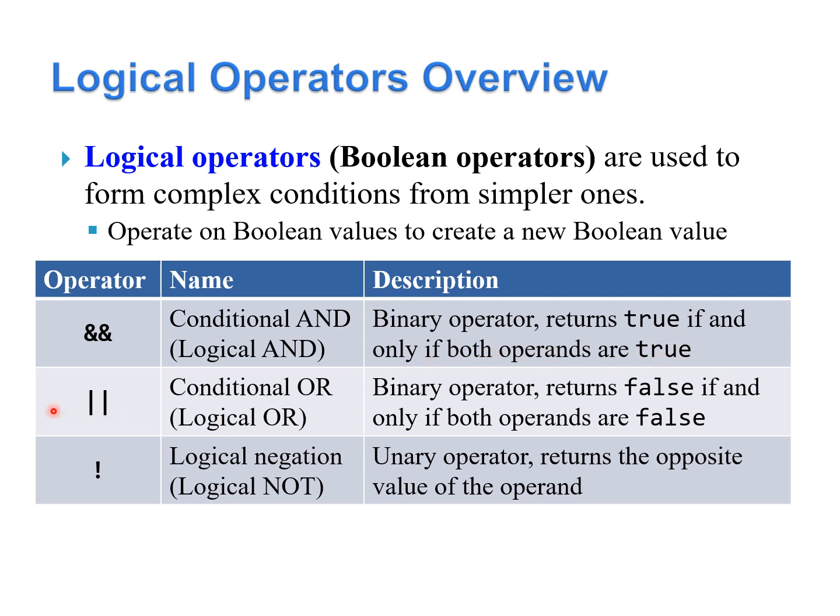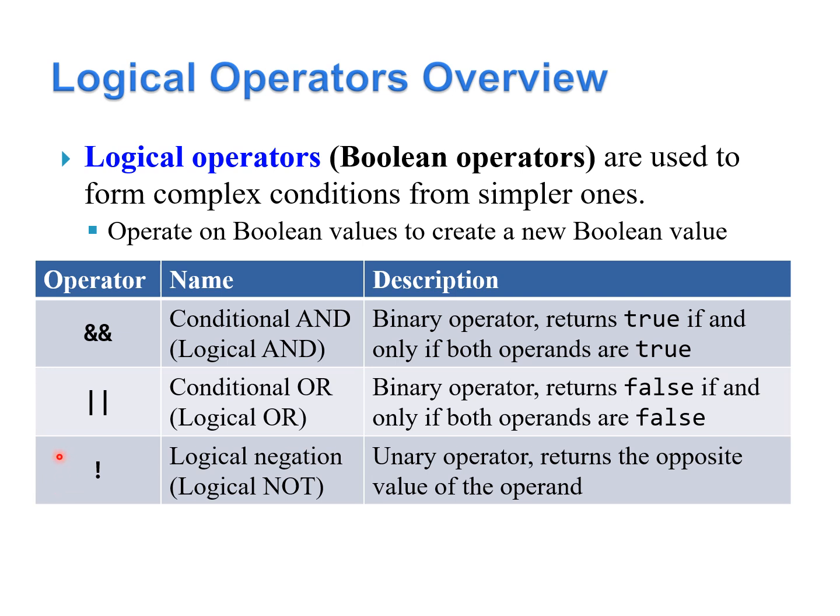The second operator is denoted by two vertical bars and is called conditional OR, which is also known as logical OR. It is also a binary operator and returns false if and only if both of its operands are false. So it returns true if one of its operands is true.